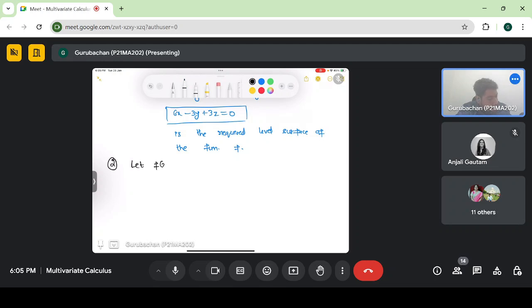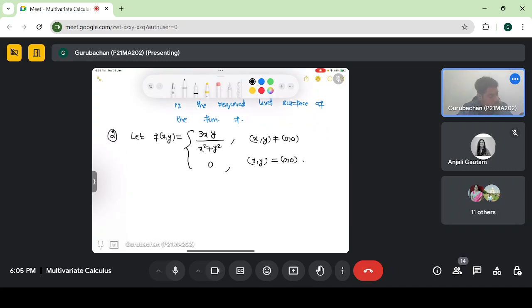Let f(x, y) be equal to 3xy divided by (x squared plus y squared), where (x, y) is not equal to (0, 0), and 0 when (x, y) equal (0, 0). Then will the limit as (x, y) tends to (0, 0) of f(x, y) exist or not? We need to tell this.